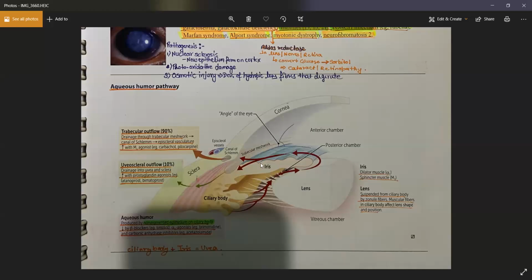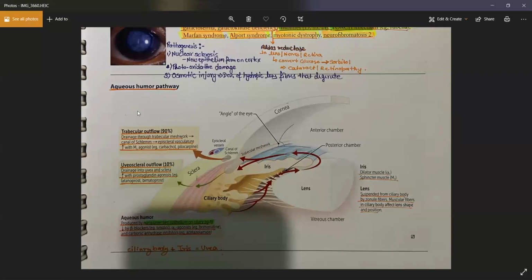Okay. Then after it enters the anterior chamber, it has two ways. One is the uveoscleral outflow, in which the aqueous humor is directly absorbed in the episcleral vessels in the sclera. And then you have the canal of Schlemm, which is connected with the episcleral vessels, and it will be absorbed there. Two pathways: one is the trabecular outflow, and second is the uveoscleral outflow. The major pathway is the trabecular one.